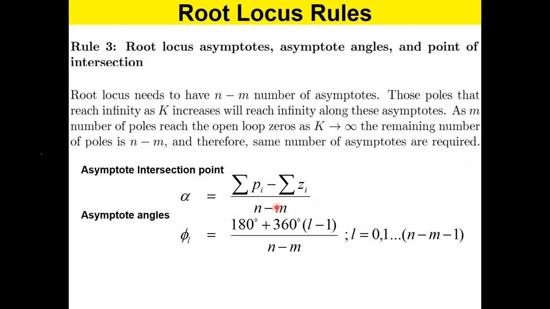And then the asymptote angle. What is the angle between the asymptote and the real axis? It is given by this equation, (180 plus 360 times L) over N minus M. N is the number of open loop poles. M is the number of open loop zeros. And L is 0, 1 up to N minus M minus 1. So if you have 2 asymptotes, L is 0 for the first asymptote and 1 for the second asymptote. If you have more than that, you go 0, 1 and 2 like that. You substitute into this equation and calculate the angle: first asymptote, second asymptote, third asymptote, like that. Okay, fine. That is rule number 3.